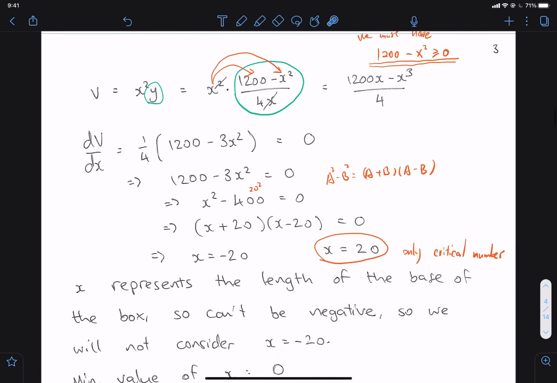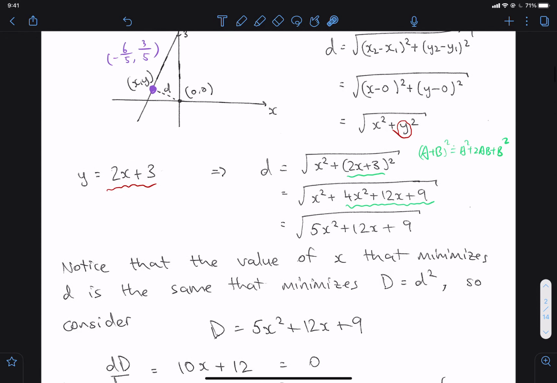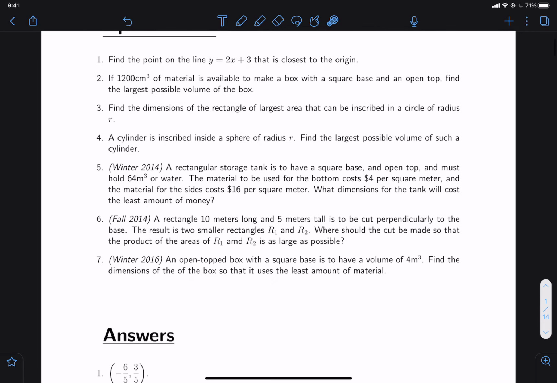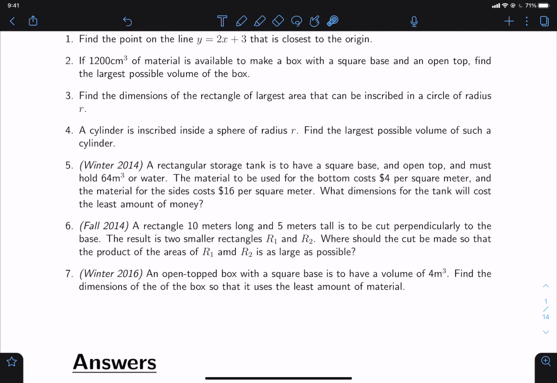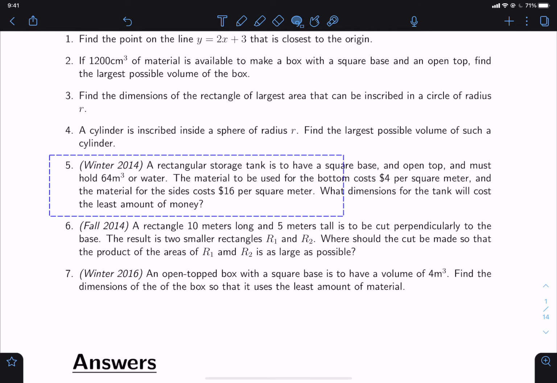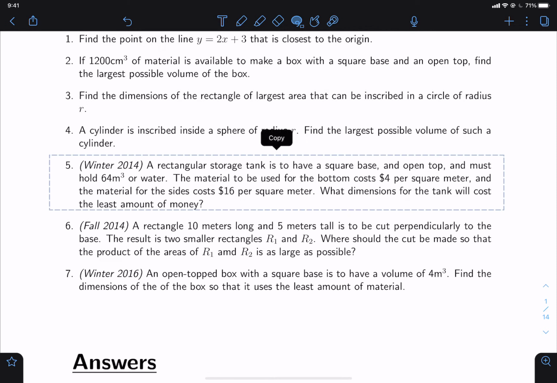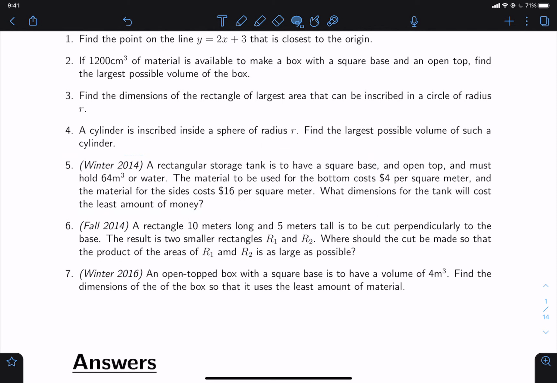So if no questions, I will move on to question 5. Question 5, that is a long question, so let us read this question. That is from the exam, winter 2014.